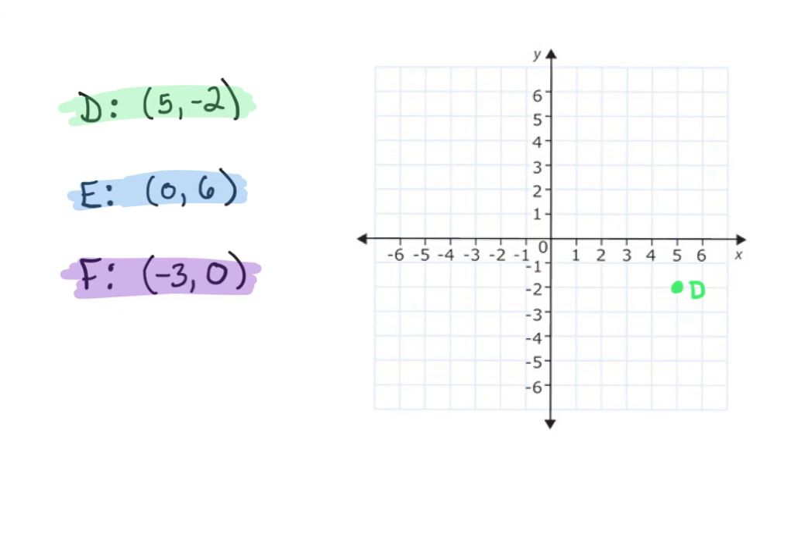Okay, so I start with my x-coordinate, that's 0, and then my y-coordinate is 6, so I go up 6. So that's where I plot point E at (0, 6). Finally, for point F, I can see that my x-coordinate is -3, so I move over to -3, and then my y-coordinate is 0, so I stay there, and point F is at (-3, 0).